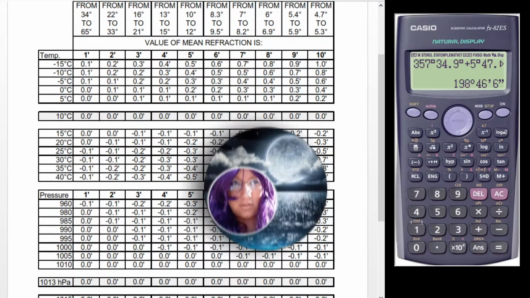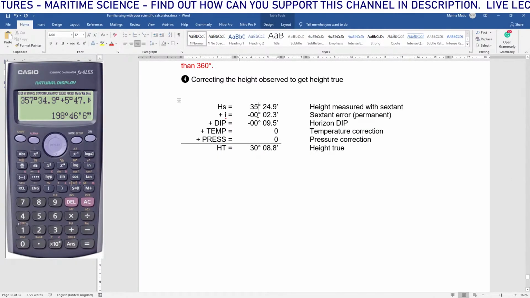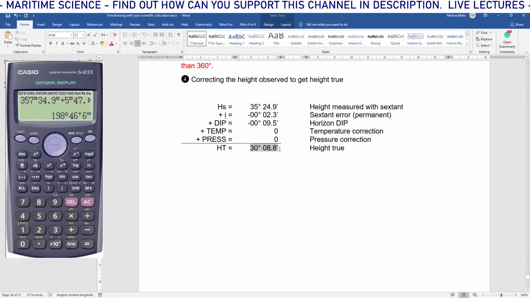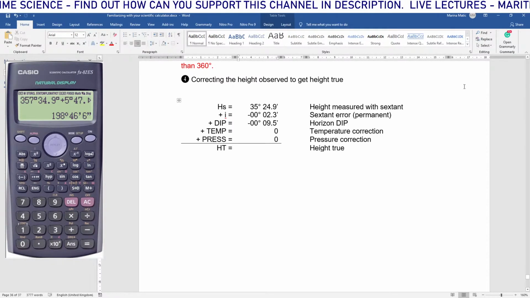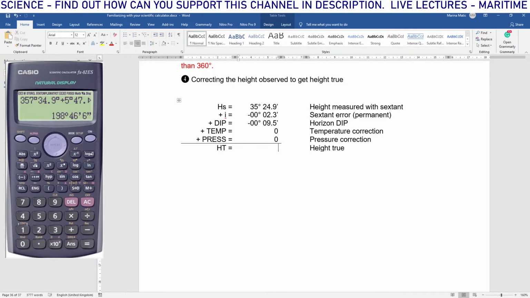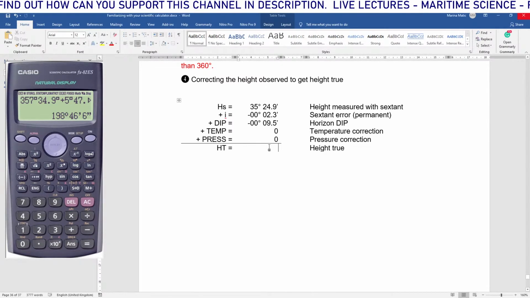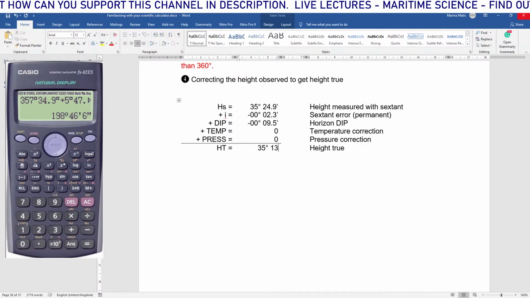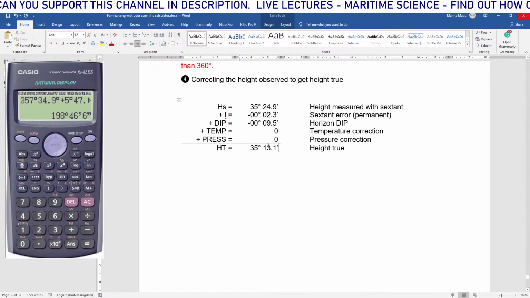So let's go back to the pattern of calculation. So we have the height measured with the sextant, we have the sextant error, we have the dip, and we have the temperature and pressure corrections being 0. After we do this, this is 9 11.8 total. So that would mean the height is 35 degrees 13.1 minutes. We can do that with a calculator as well.